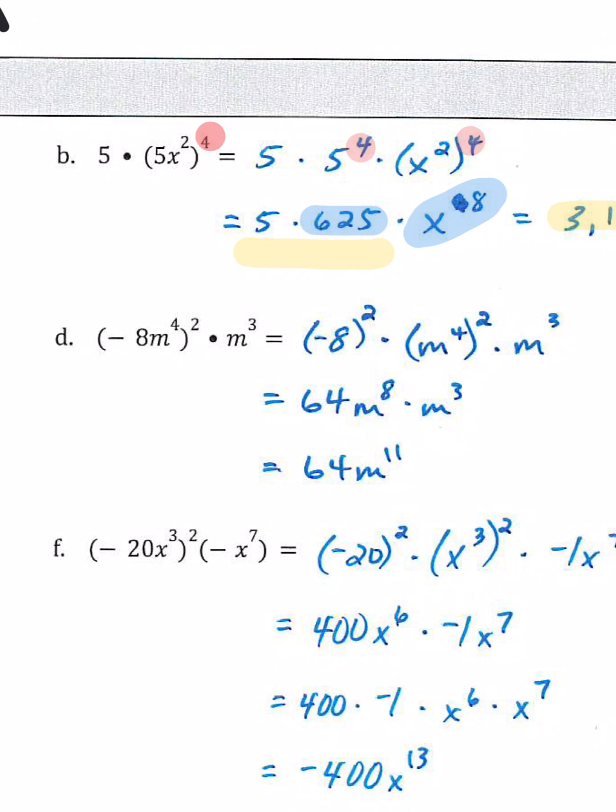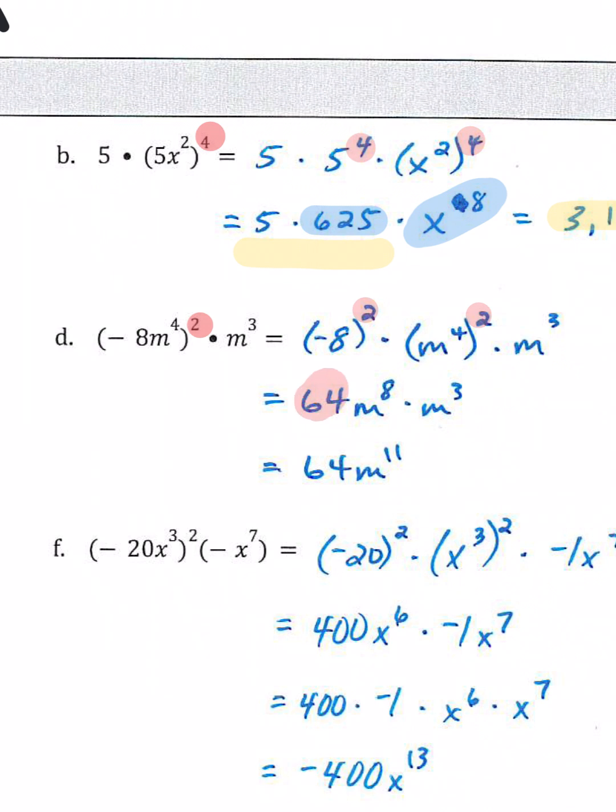Example D. Here's a 2 on the outside, an exponent on the outside. We need to take care of that first. Kind of like order of operations when we take care of exponents at the beginning. It goes with the negative 8, and we put it with m to the 4th. Notice I put those in parentheses.